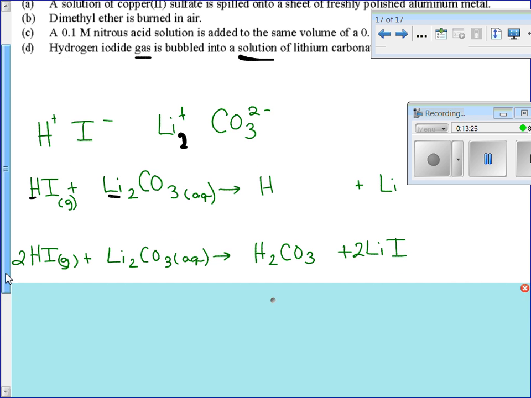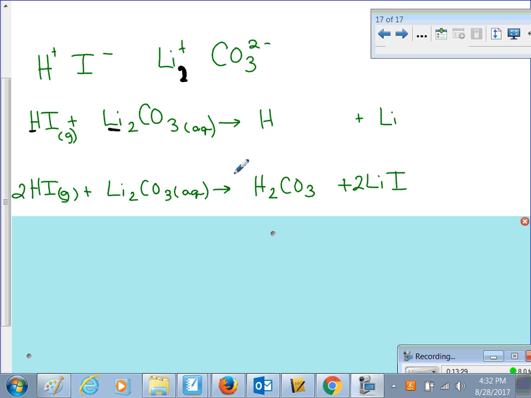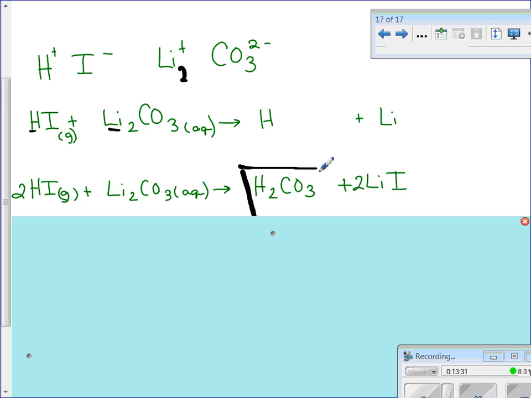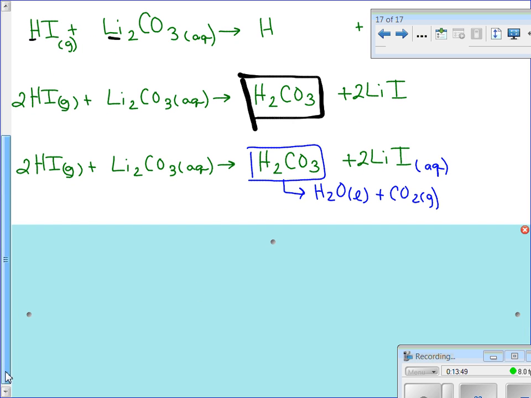Now, this should be a giant red flag in your mind right here when you make carbonic acid. That's going to decompose into water and carbon dioxide gas. So go ahead and make that decomposition happen. Otherwise, you're not going to get the right answer for your complete and net ionic equations. So when I decompose, that's going to be a liquid and a gas.